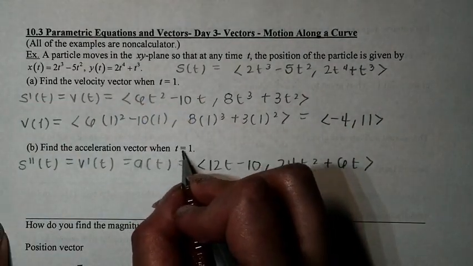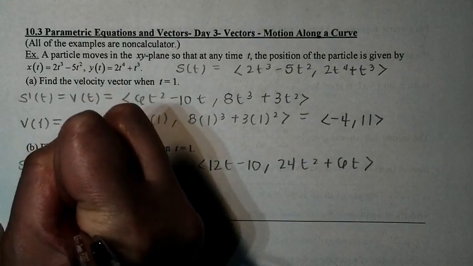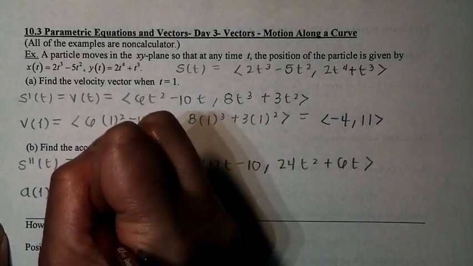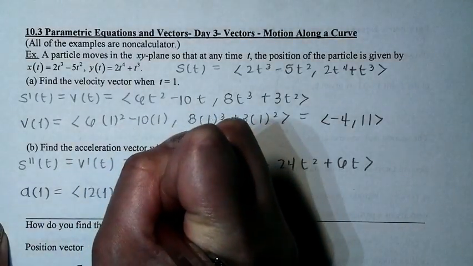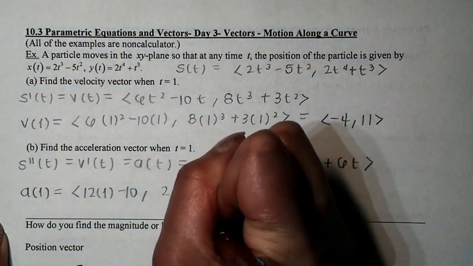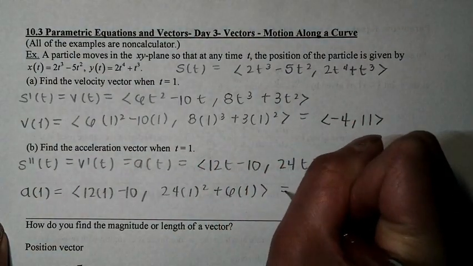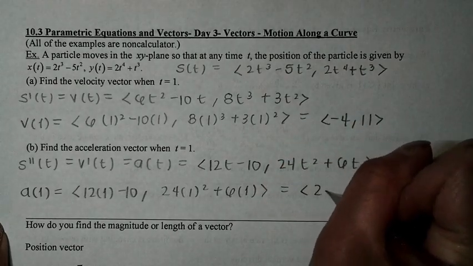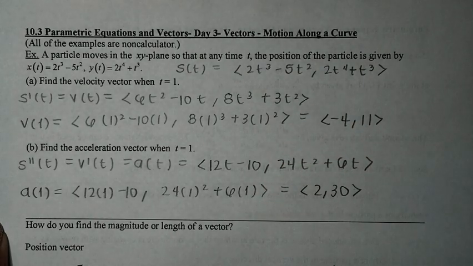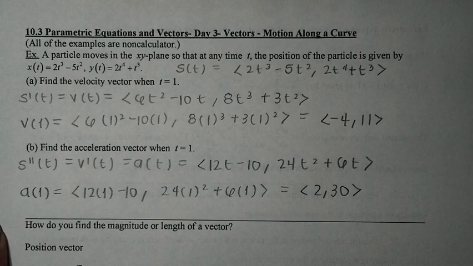Now at t equals 1, you replace the t for the 1, so a of 1 is equal to 12 times 1 minus 10, comma, 24 times 1 squared plus 6 times 1, which is equal to positive 2 and positive 30, and that's your acceleration vector when t is equal to 1. Isn't that nice? Please remember, we're going to use the same properties that we have from particle motion. That's always going to be the application of this situation.